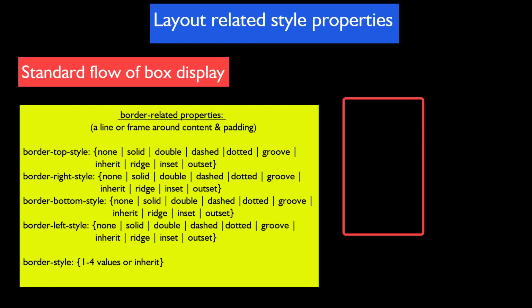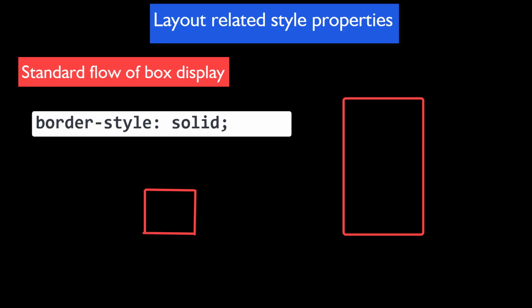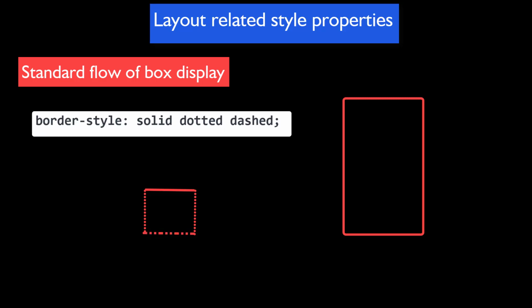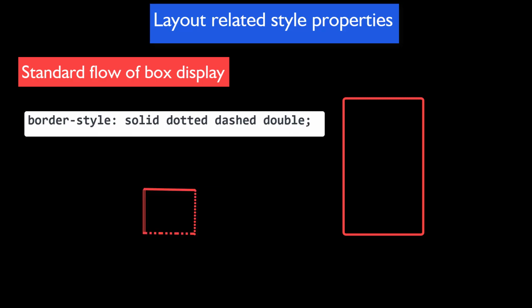And as before, if 1 value is specified, it is applied to all 4 sides. If 2 values are specified, the top and bottom are set to the first, and the left and right are set to the second. If 3 values are specified, the top is set to the first value, the sides are set to the second value, and the bottom is set to the third value. And if 4 values are specified, they are set to the top, right, bottom, and left, respectively.